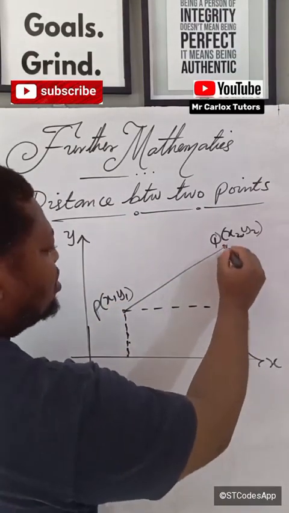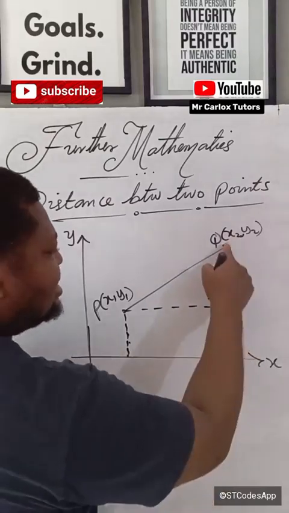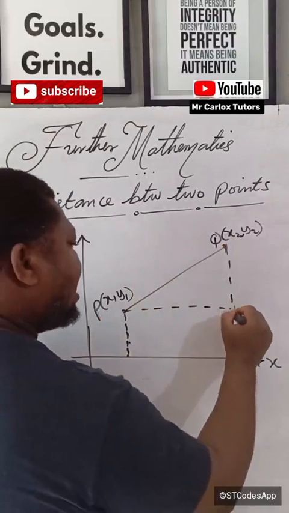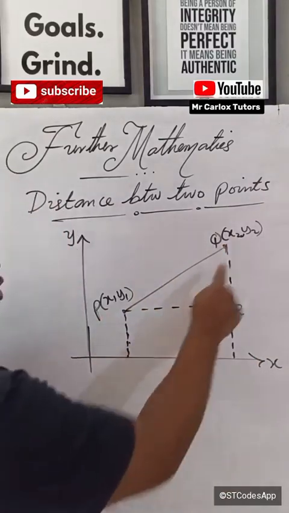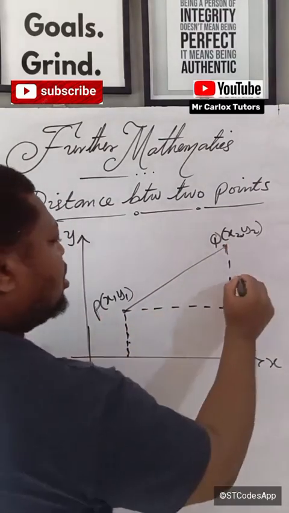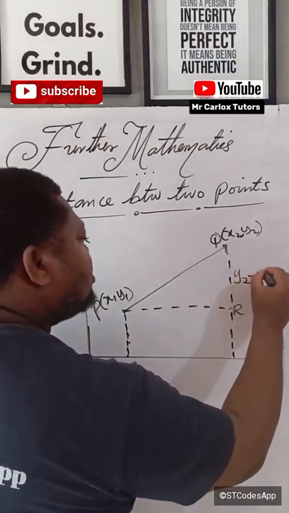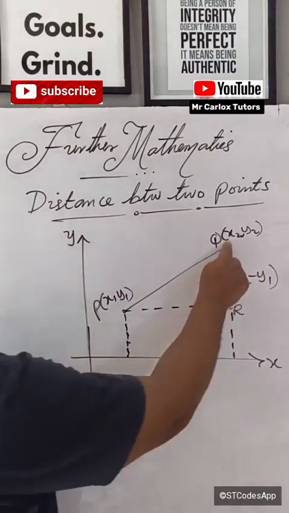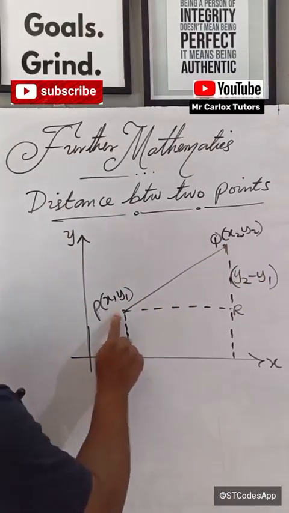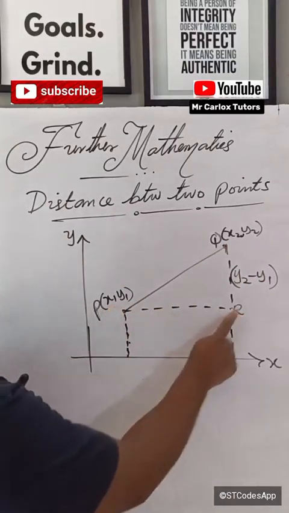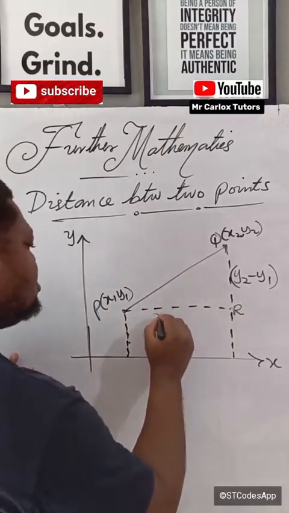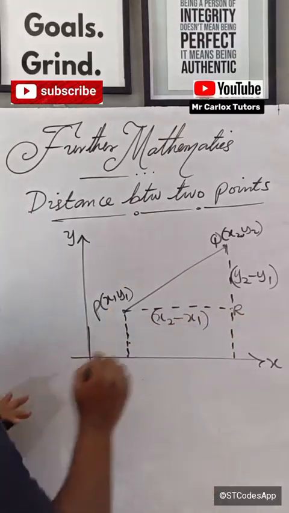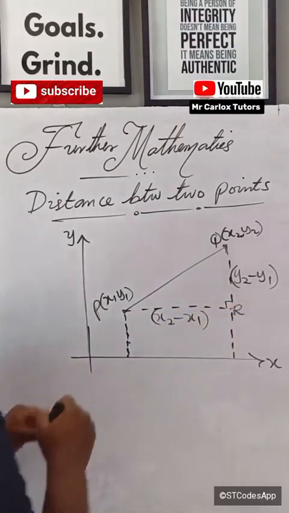So it means that on the vertical side, let's call this one P, this one Q, and here R. The distance from here to here is y2 minus y1. That is the distance of the coordinates from here to here. And from here to here, this is x1, this is x2, so it is x2 minus x1. That's the distance from that point to that point.